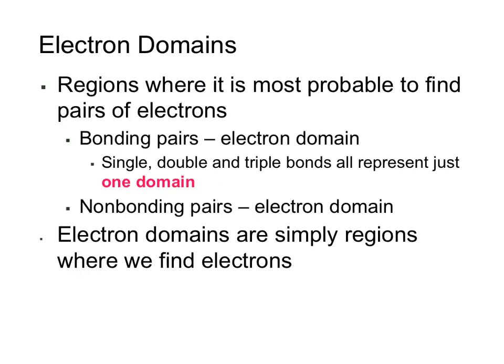In order to use VSEPR, we have to identify what we call electron domains. An electron domain is simply a region where we expect to find electrons. Those can be either bonding pairs or non-bonding pairs. In looking at electron domains, we consider one area where we find electrons to be one domain. In other words, a single, double, or triple bond would all be representative still of just one domain. And so electron domains, as I said, are simply regions where we find electrons.